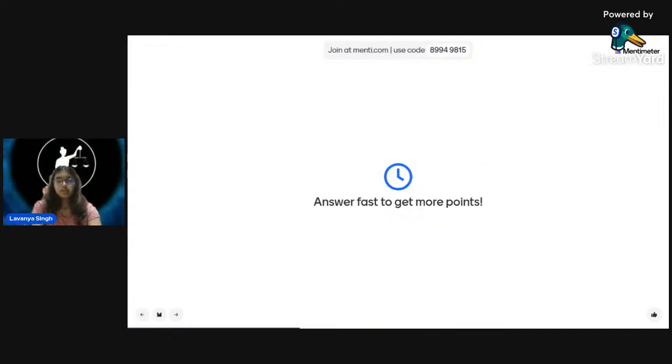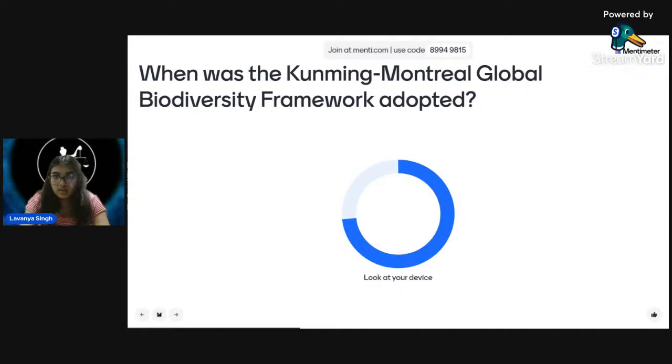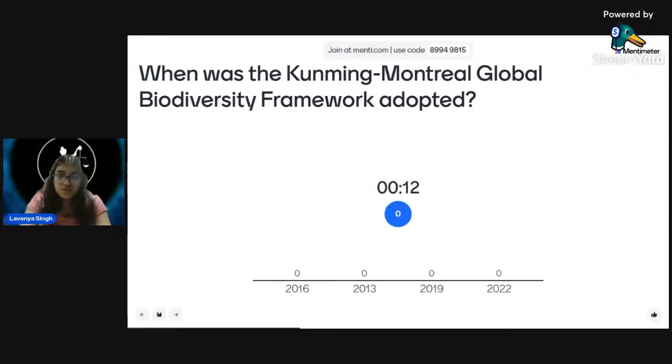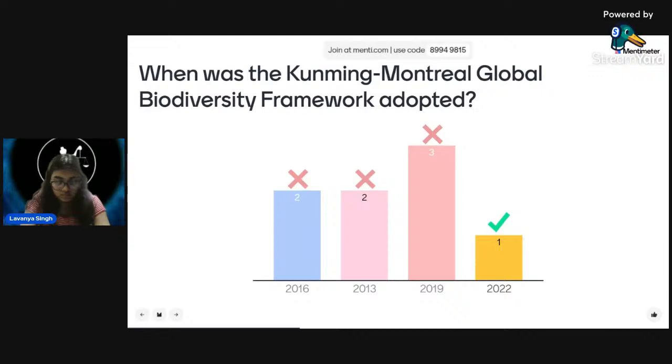The question is, when was the Kunming Montreal Global Biodiversity Framework adopted? Options are 2016, 2013, 2019, or 2022. The correct answer is option D, 2022.